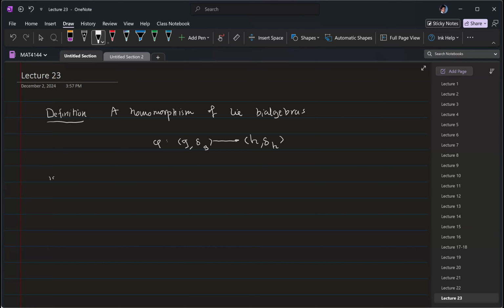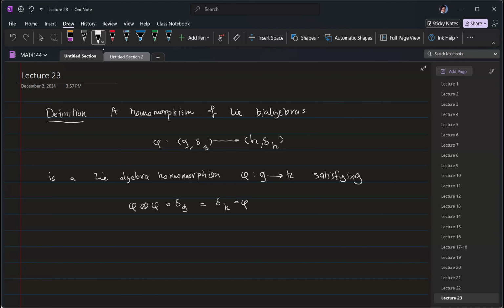Okay, so what is it? It's a Lie algebra homomorphism that also preserves the bialgebra structure, which means the delta. In other words, it satisfies the following relation: phi tensor phi of delta G equals delta H of phi.